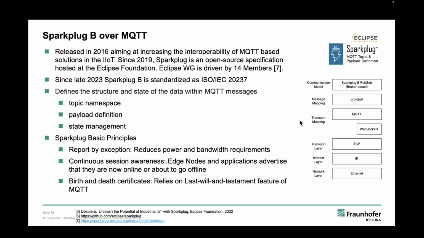On the right, again, you can see the OSI layered network model, and there you see that the Sparkplug B communication model sits on top of a message mapping called protobuf. What that is, we will also see in a minute, and that is transported then via MQTT and the TCP/IP stack that we already saw before.